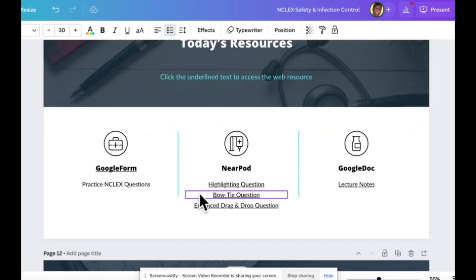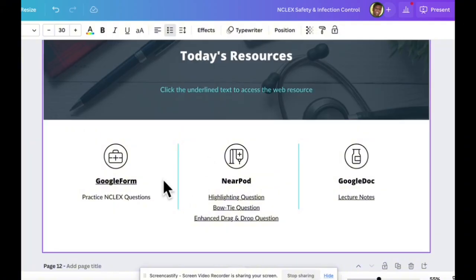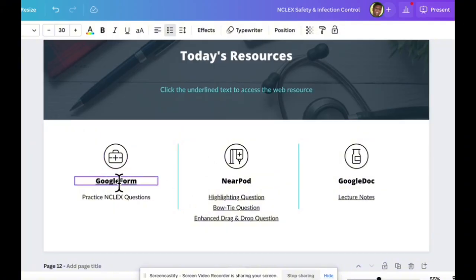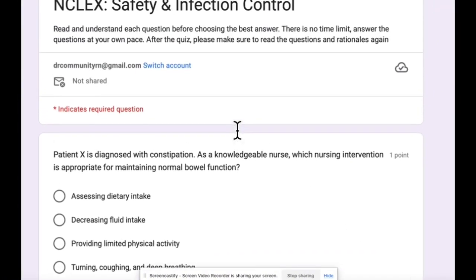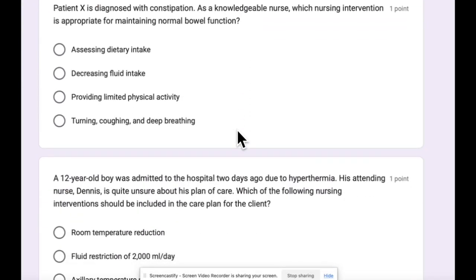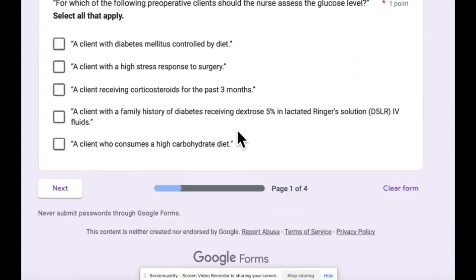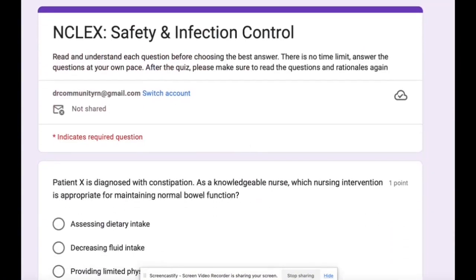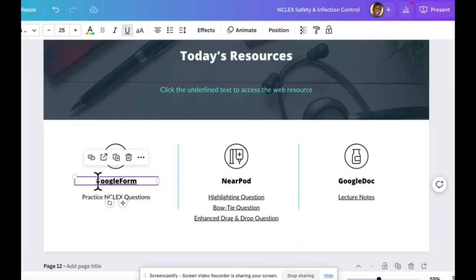All right, but moving on to today's resources and what you might use to help you focus on safety and infection control. Well, here's the link to the Google form. If I were to click here, it's going to take me out to the form that we are going to be completing today. At the end of our topics, we are going over into safety and infection control questions. Okay, that will help us test our knowledge. So that's the Google form. That's where you can get back to that.